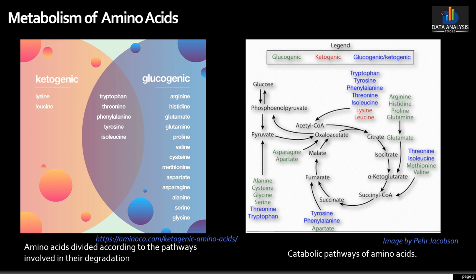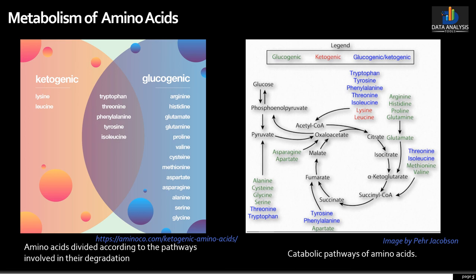Before we go into detail on the sources, roles, and eventually the physiological importance of essential and non-essential amino acids, I feel it is important to see how these are metabolized in the body. Let us have a quick look at the metabolic pathways with a focus on catabolism, because the amino acids need to be broken down to be able to be absorbed by the body for sustaining its life processes.